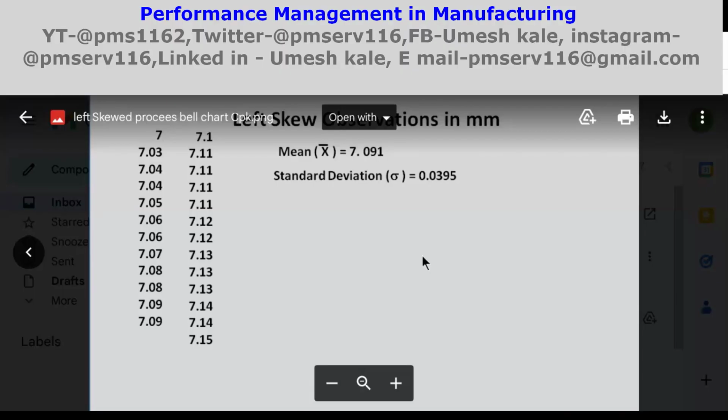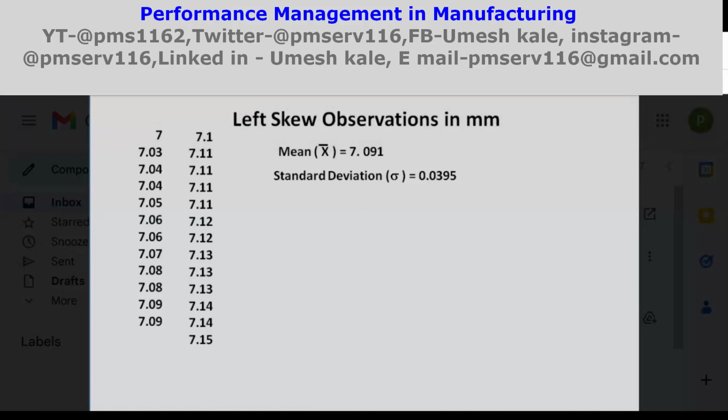One of the slides we are showing has the observations to study the left skew process. You are observing these observations, and the mean value of the observation is 7.091. How to calculate the mean we have presented in one of our videos that we are sharing in the I button, and how to calculate standard deviation is also mentioned in that. So the value of the mean, that is x bar, is 7.091 and the standard deviation value is 0.0935.